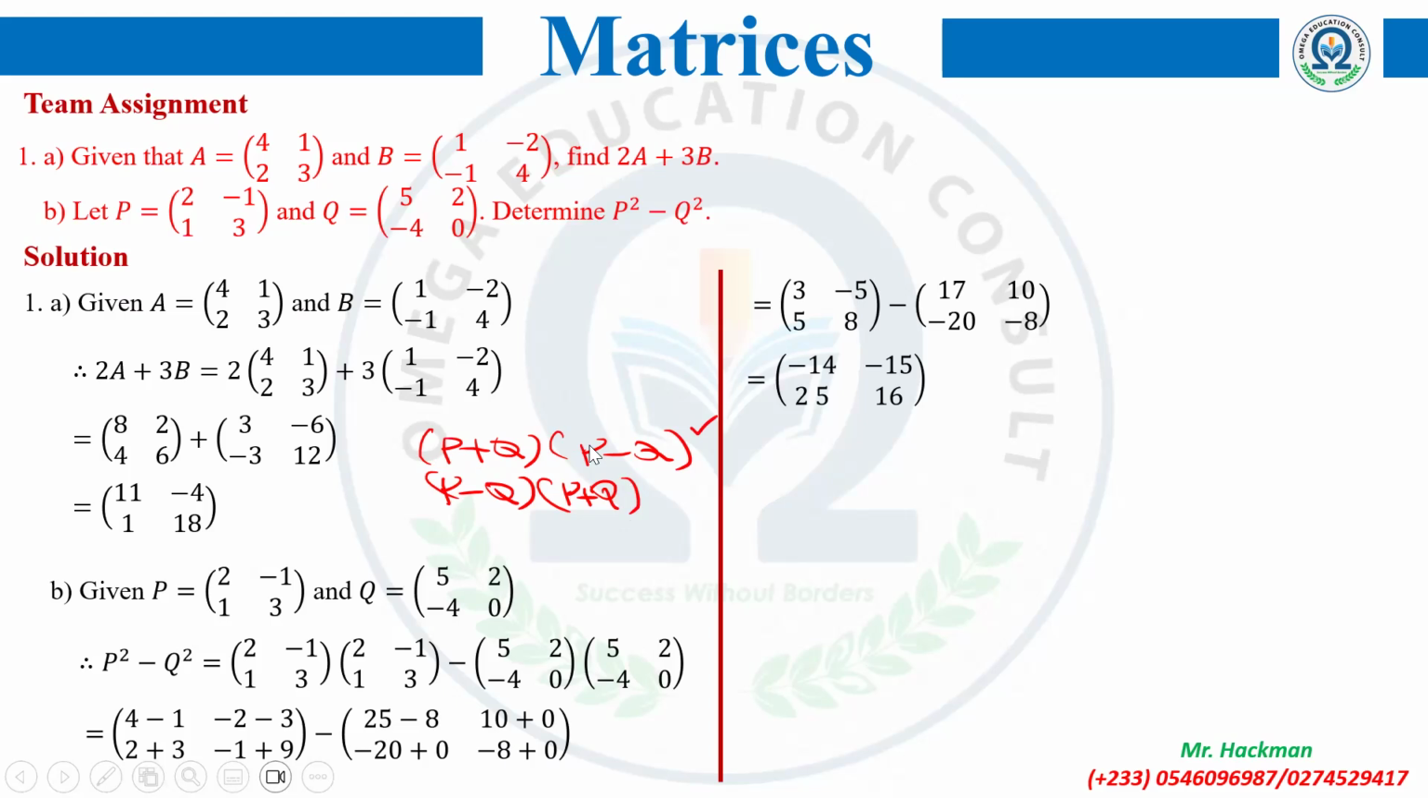And you know matrix multiplication is not what? Commutative. It means if somebody writes it this way and another person writes it this way, you all get different results. So if you go this route, you are wrong.